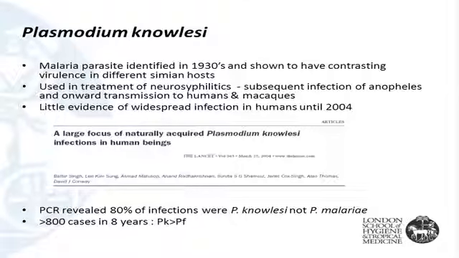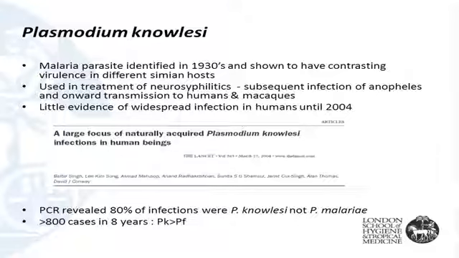Plasmodium knowlesi was first discovered in the 1930s. As a simian parasite, it was shown to have varying levels of virulence in different species. In rhesus macaques it's a lethal infection, in the long-tailed macaque it's not. So it's already showing some propensity to cause different disease dynamics in different hosts in our first knowledge of the parasite.